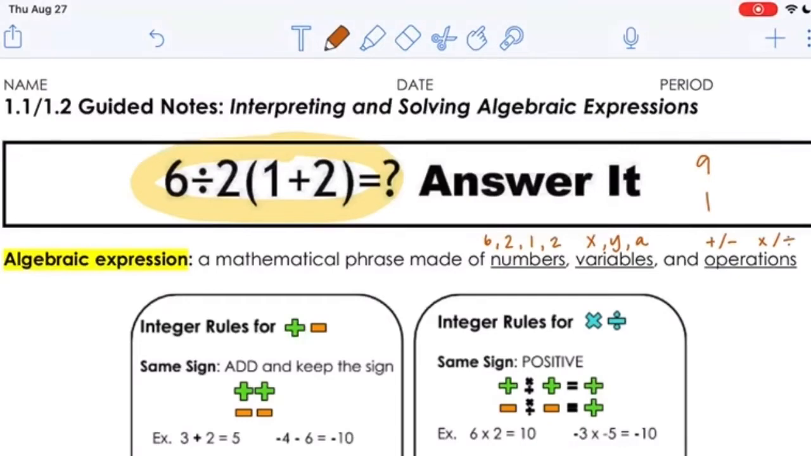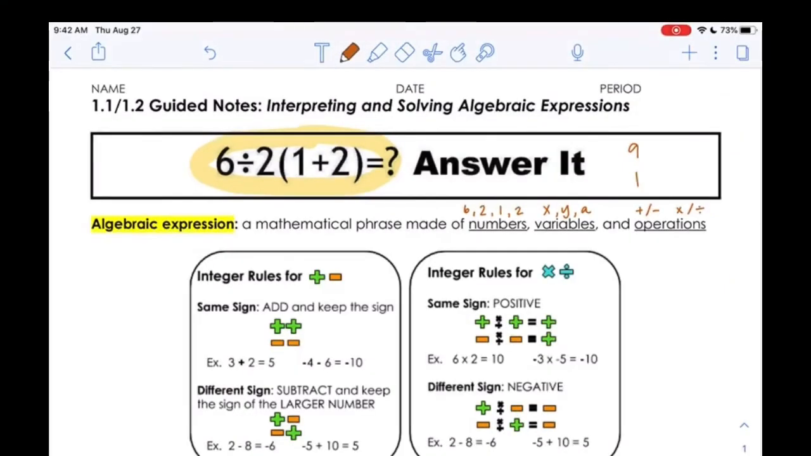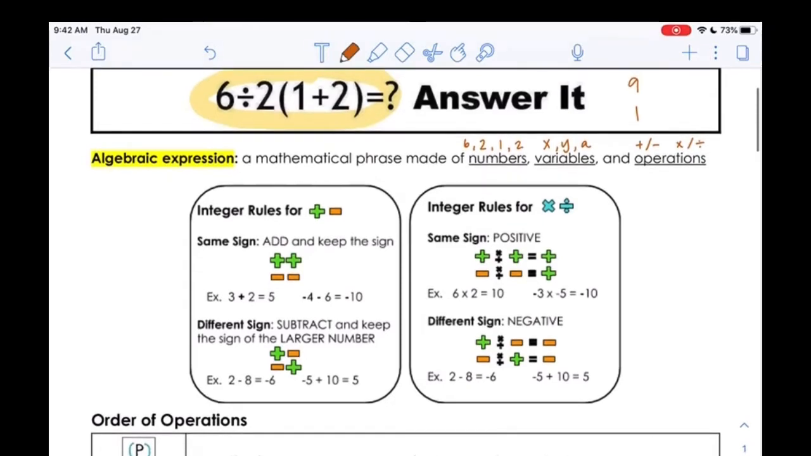So this algebraic expression we see up here includes numbers and operations, and the reason that we get two different answers is because people are maybe using the operations in different order. And so it's important that we have an order of operations when we are solving algebraic expressions. Otherwise, this would be a problem in math. If we solved things in whatever order we wanted, we would always end up with different solutions. So that's the purpose of having an order of operations.